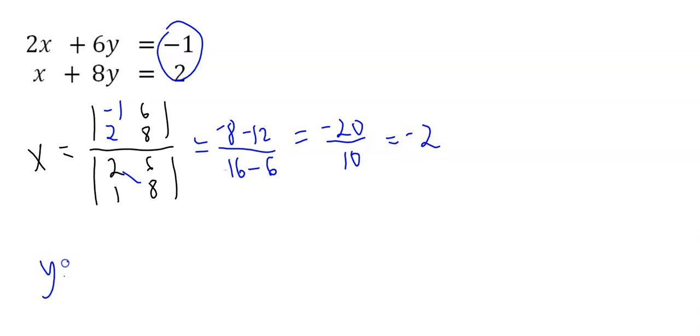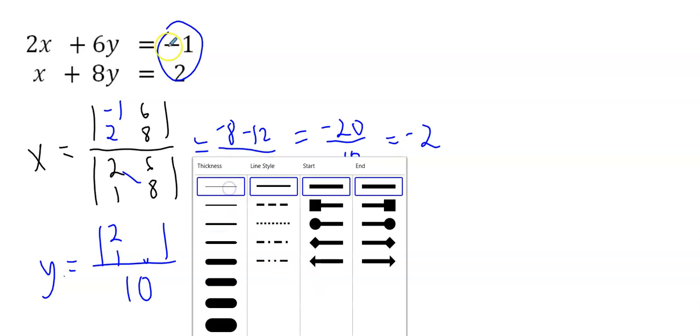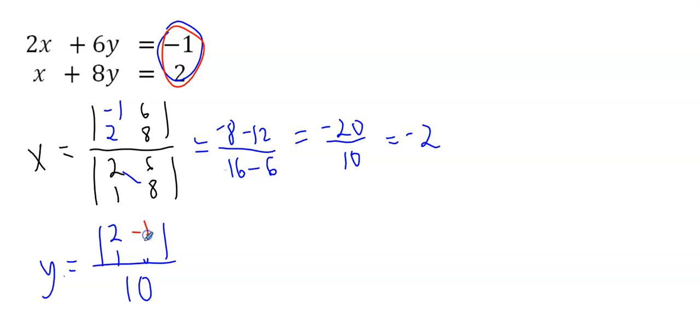Okay. y equals, my denominator, I already know it's 10, so I'm not going to redo it. My numerator is the same coefficients of 2, 1, 6, and 8. But because y's are on the right here, we're going to erase those, and we're going to plug in the constant matrix there, negative 1 and 2. So we get 4 minus negative 1, which is 5 over 10, which is 1/2.